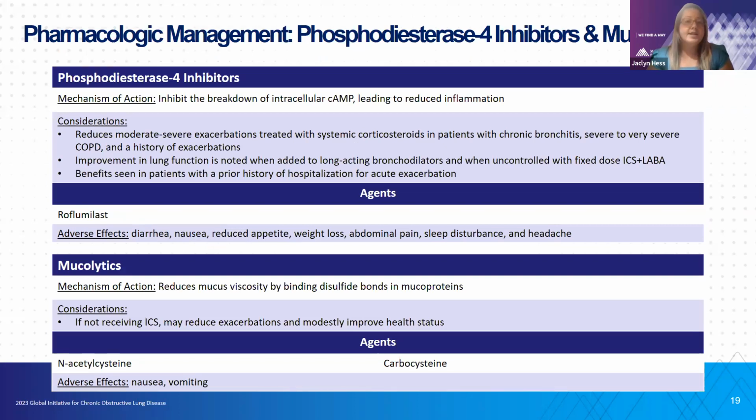Next, we have our phosphodiesterase 4 inhibitor, roflumilast, which has been shown to reduce moderate and severe exacerbations in patients with chronic bronchitis, severe to very severe COPD, and a history of exacerbations. An improvement in lung function was noted when it was added to long-acting bronchodilators and when controlled on fixed dose combination LABA with an ICS. And that benefit was seen predominantly in patients who were hospitalized for an exacerbation.